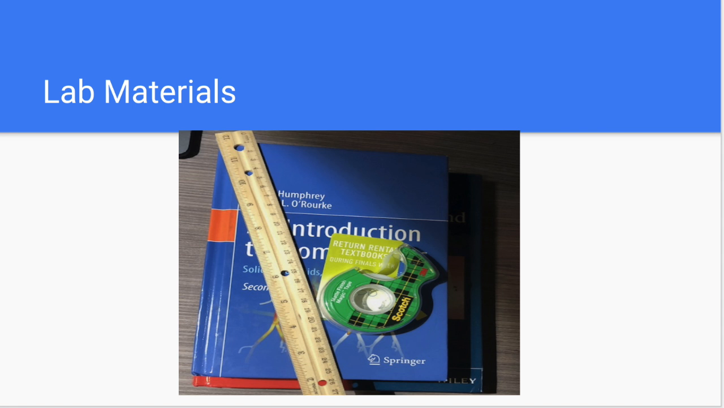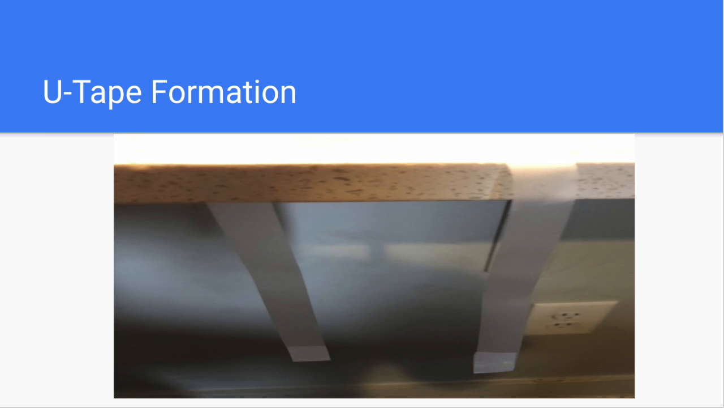The materials needed to complete this lab include a ruler, clear Scotch tape, and 2 books of equal height. The U-tape is formed by measuring out about 20 centimeters of tape. Next, fold over one end of the tape to create your handle. Then place this tape on a flat surface. Repeat this process, but place the next tape over your base tape. Then strip the top tape from the base tape and you now have your U-tape.